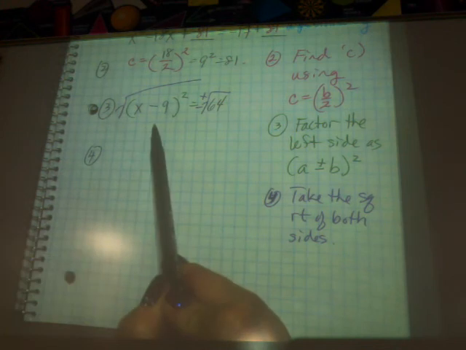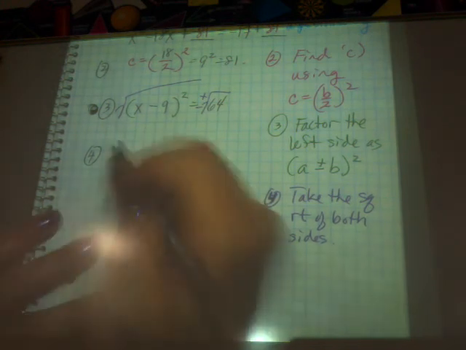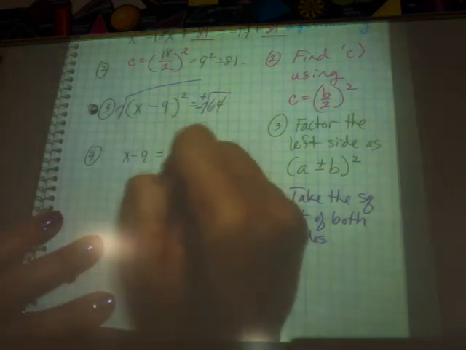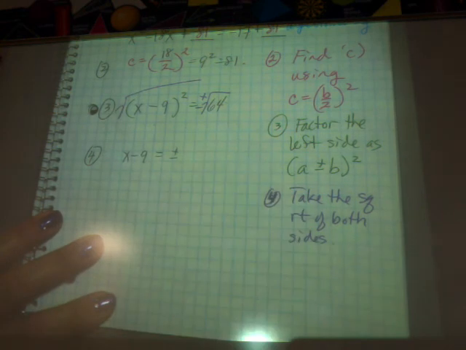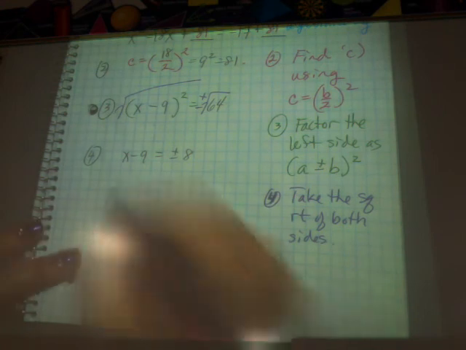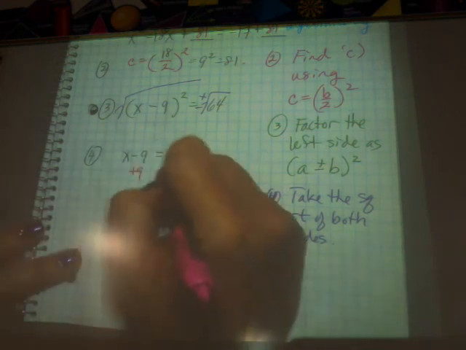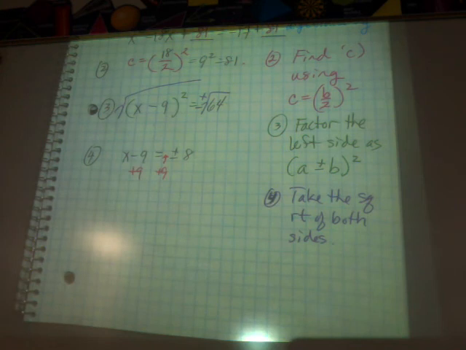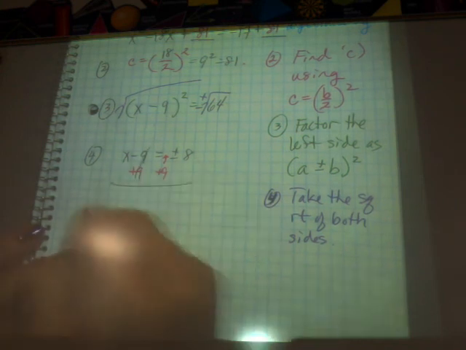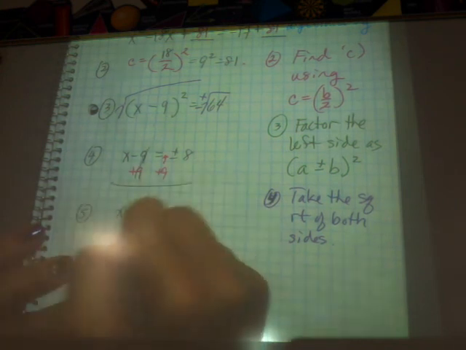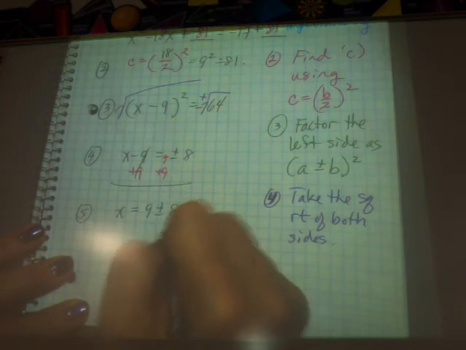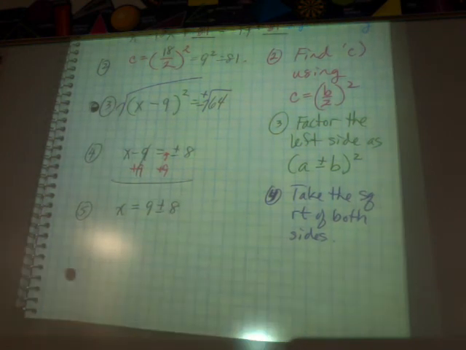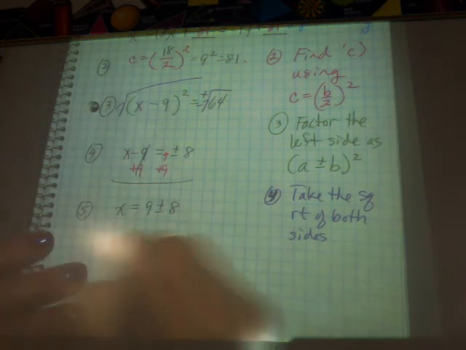what's the square root of this? x minus 9 equals plus or minus, can we take the square root of 64? Yes. In this case, it's 8, right? Then finish solving. Add 9 in front of the plus minus. And for step 5, your answer is x is equal to 9 plus or minus 8. Can I actually find out what that is? What's 9 plus 8? So one answer is 17. What's 9 minus 8? 1.